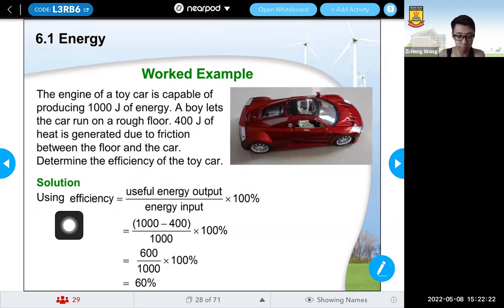So we take efficiency is useful output over energy input times 100%. So the useful output will be 1000 minus the 400 that's wasted as friction. So 1000 minus 400 divided by the total input, which is 1000. So this gives us 60% efficiency. You understand? Okay.